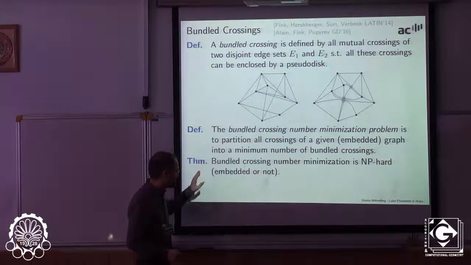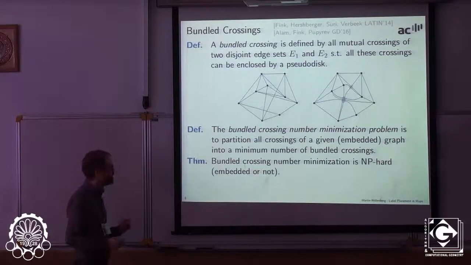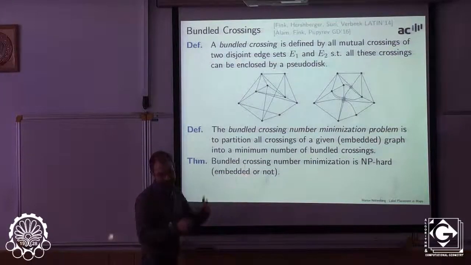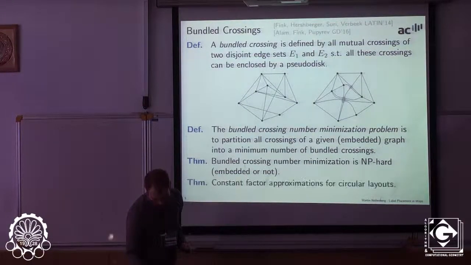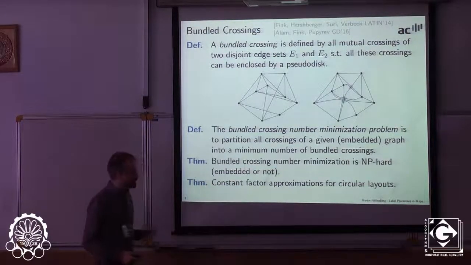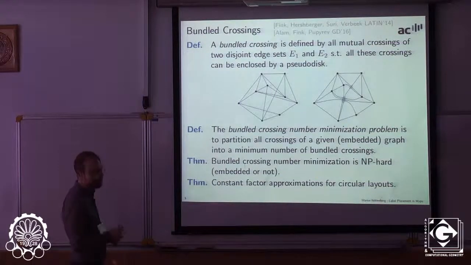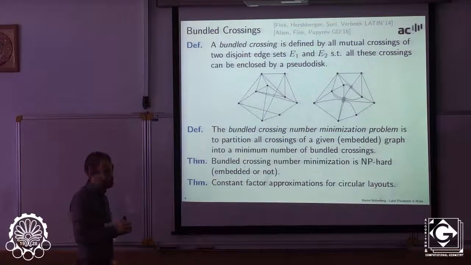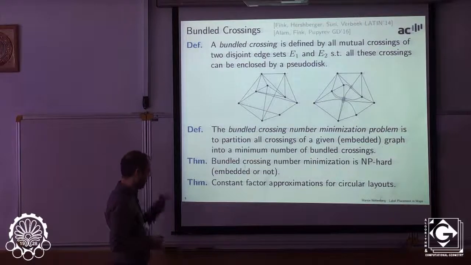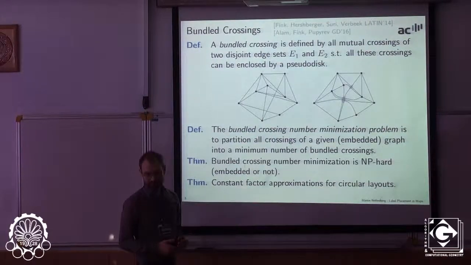So what they showed in the paper, kind of not very unexpectedly if it's about crossing numbers, is that minimizing this number of bundled crossings is actually NP-hard, no matter whether you have an embedding to start with or you can even choose that. And then what they mostly did is looking at approximation algorithms, for example, using circular layouts, where you have all the vertices on the perimeter of a disk, and the entire graph lives in the inside of the disk, and here you can get some constant factor approximation for these layouts.